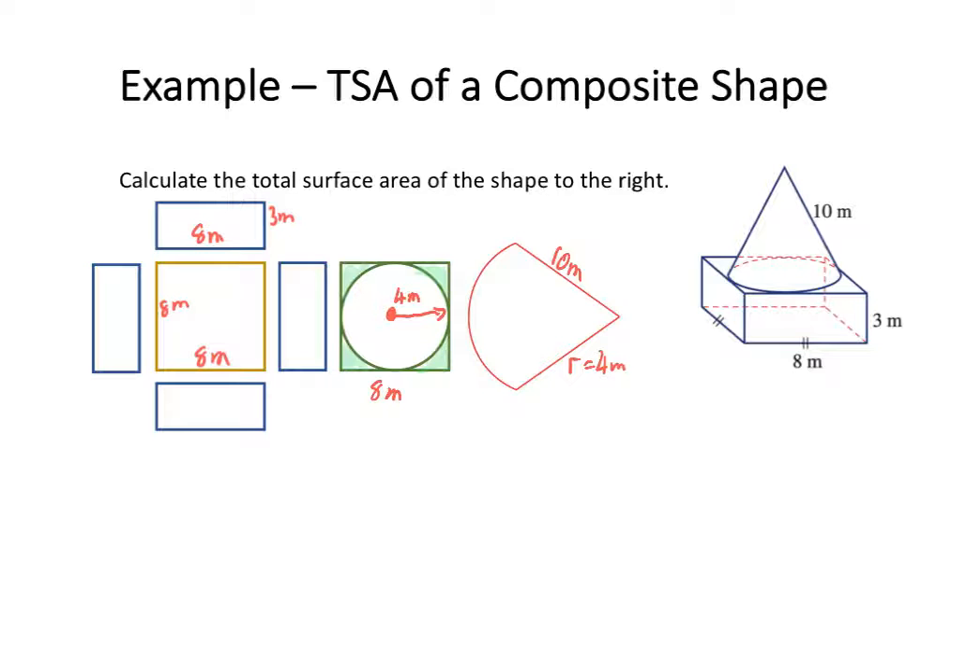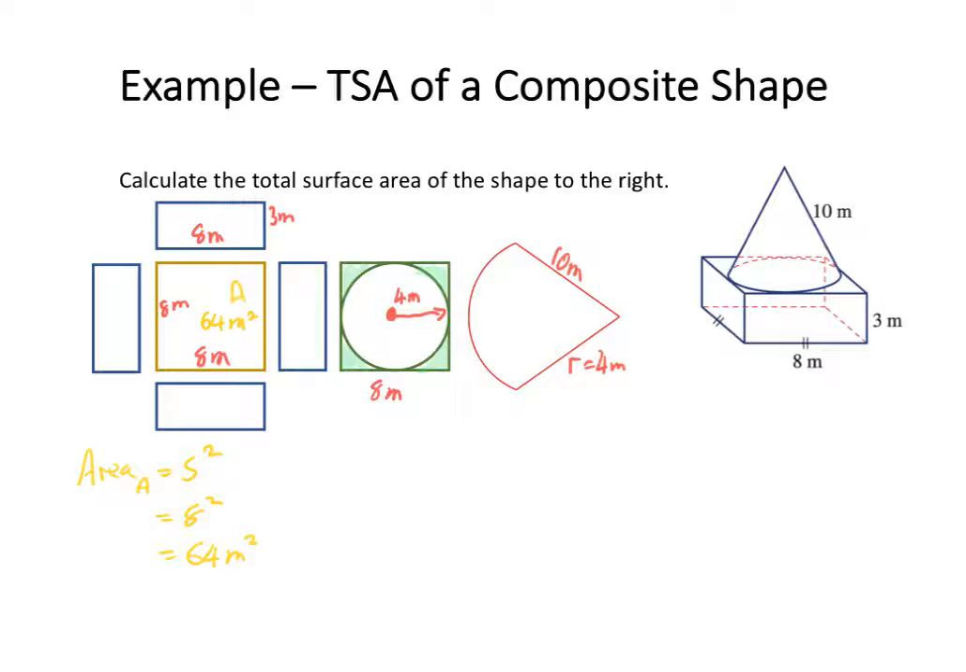So I'll start off by calculating the area of the square, which I'm going to call A. So area of A is equal to side squared, which is equal to 8 squared, which is equal to 64 meters squared. So adding that to my net diagram.